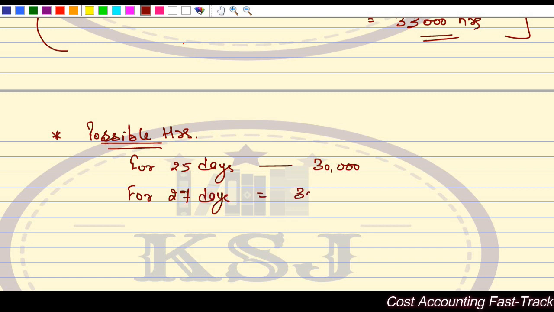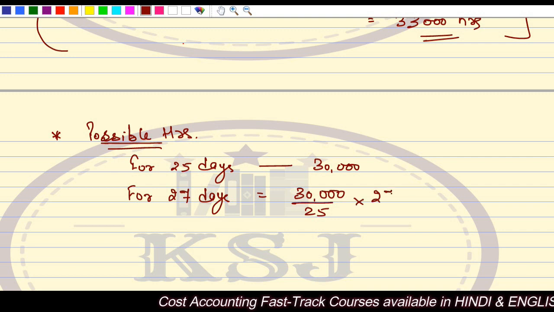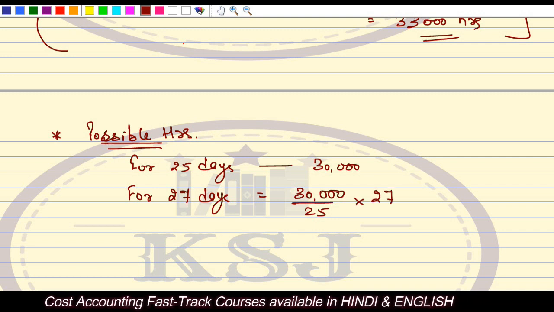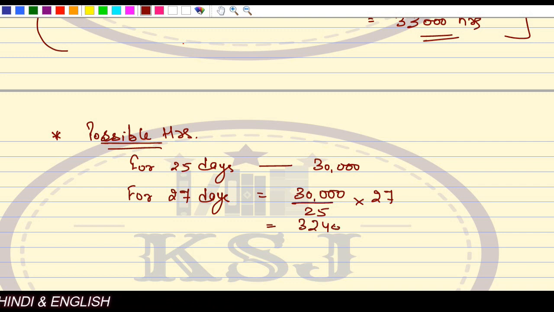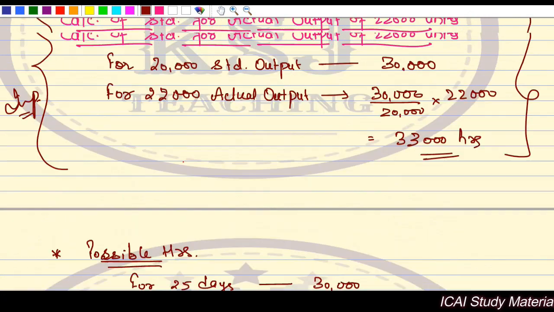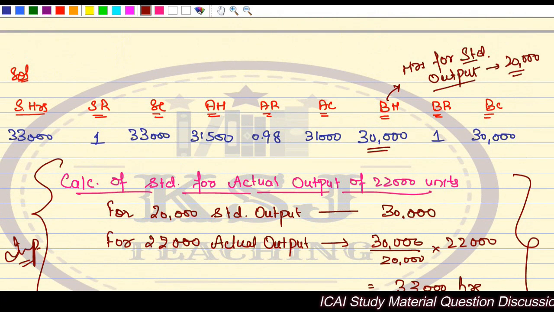That will be 30,000 divided by 25 multiplied by 27. Right? That will be 32,400. 32,400 hours. This will be your possible hours. Now, this is your homework. I have prepared the table for this.